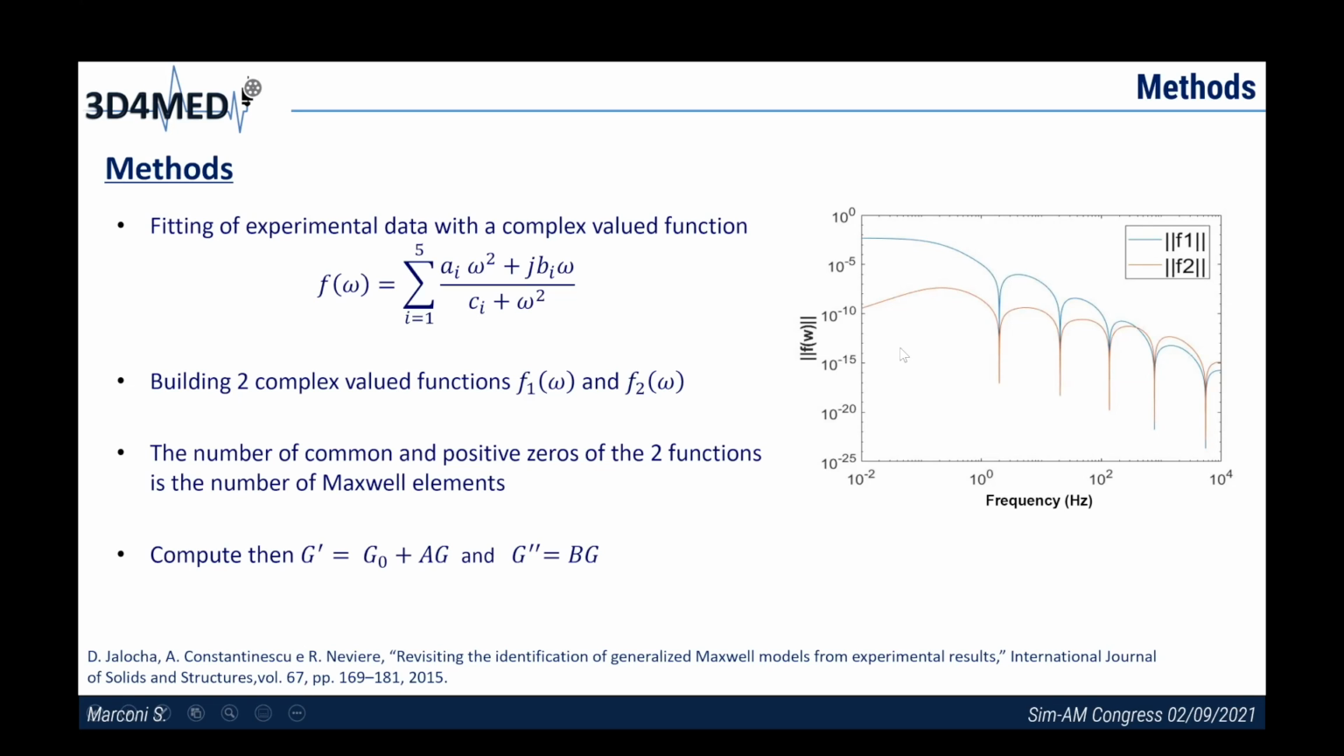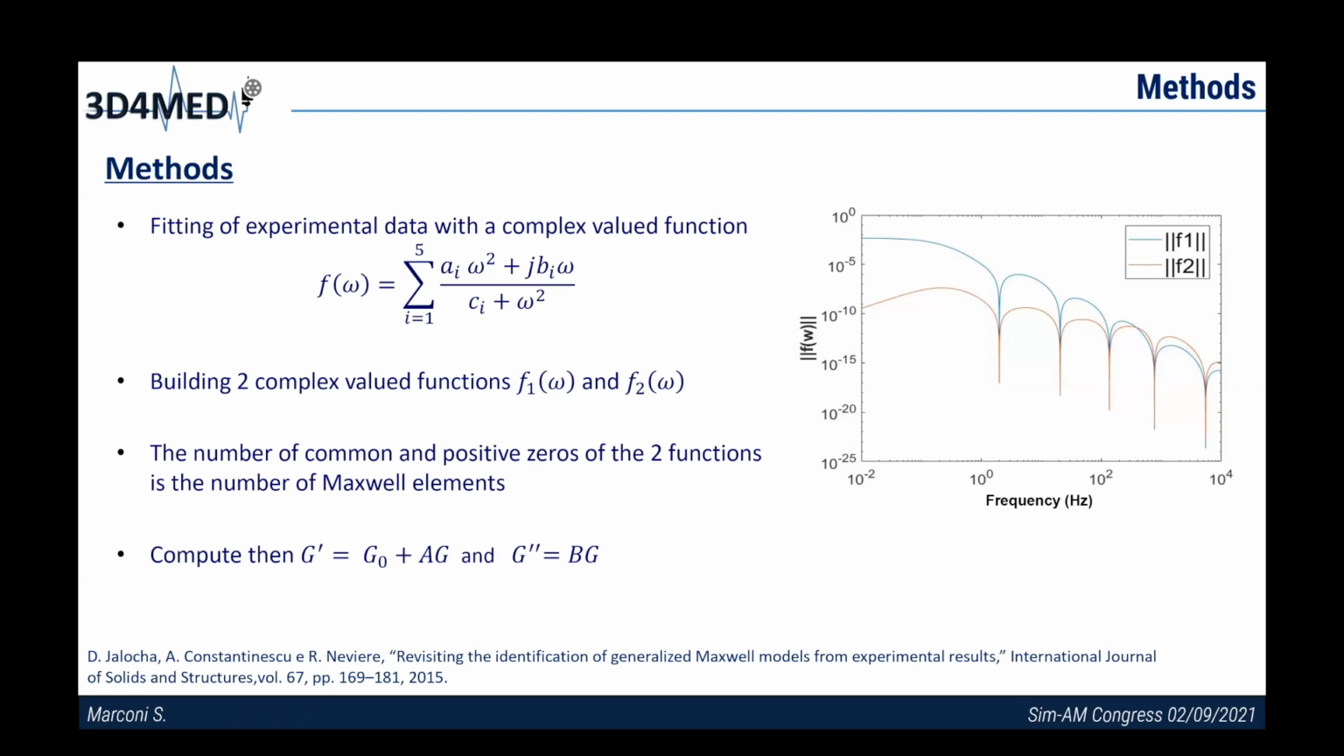Then we built two additional functions starting from the first one. And beside the numerical approach to retrieve the final values, we can see also from a graphical point of view that the number of Maxwell elements can be spotted by the number of common zeros in the two functions. And moreover, the values at the zeros are the inverse value of the relaxation time. So having the relaxation time, we can compute the matrices A and B that allow the computation of the storage and loss moduli.